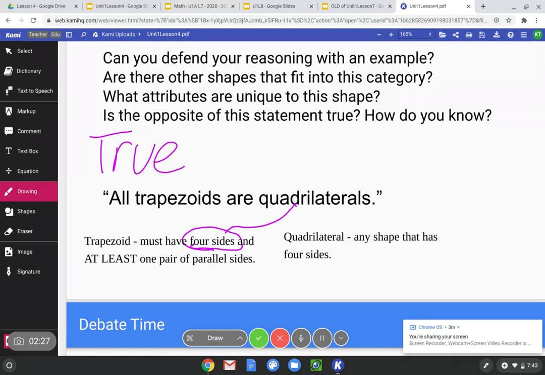But remember how we said that there is no one right way to be a trapezoid. Let's draw some examples of what a trapezoid is. And remember, a trapezoid can look like various different things. As long as it follows these 2 rules of 4 sides and at least one pair of parallel sides, it's a trapezoid.